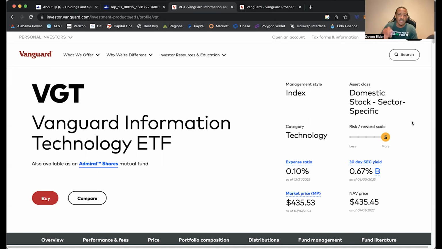Okay, everybody. So I want to start this comparison off with the Vanguard Fund. This is the Vanguard Information Technology ETF, ticker symbol VGT. Now, what's very important to understand is that this is an index fund, but it only tracks technology companies. Only companies that are classified as technology companies according to the S&P 500. That will be very important later as we go throughout this video.